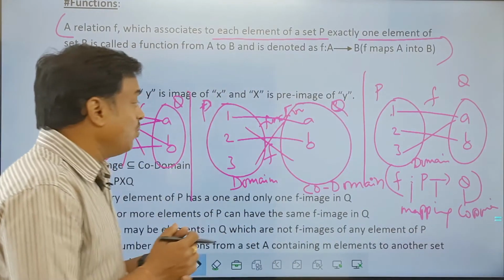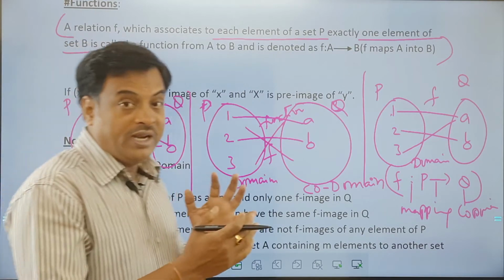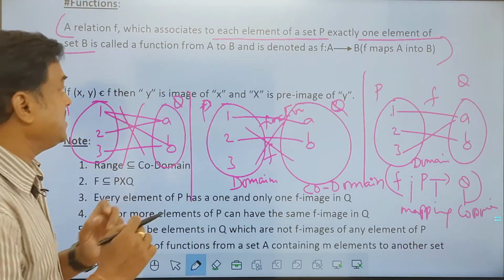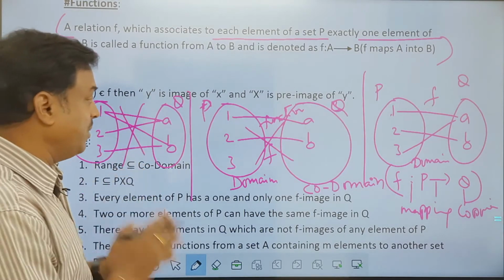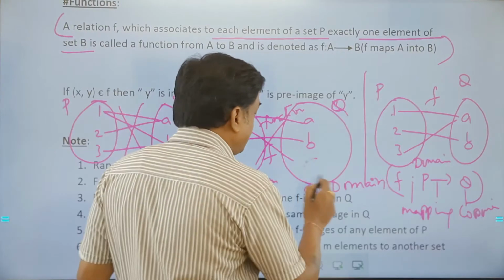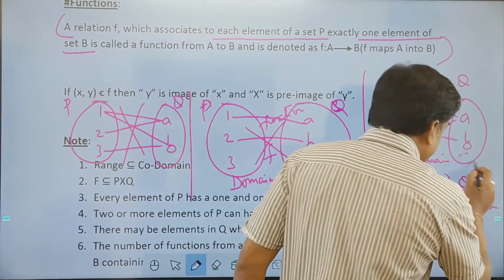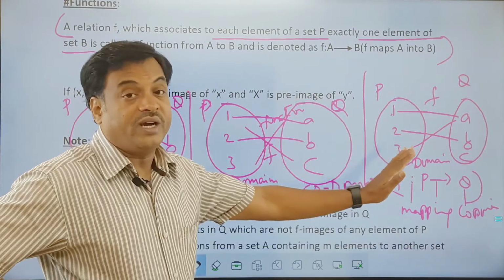Now you must be wondering what is meant by a codomain and what is meant by range. We'll understand that, but first let us understand one more quick example here. Suppose I have a C also here in this case. Imagine I have a C here. Let us take this. Is this a function?